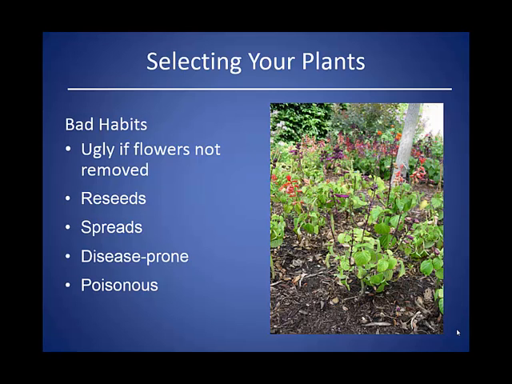Then there are things that spread. There's an annual sunflower, a native annual sunflower, that I have in my own garden. I started out with about 2 plants. It's taken over everything.